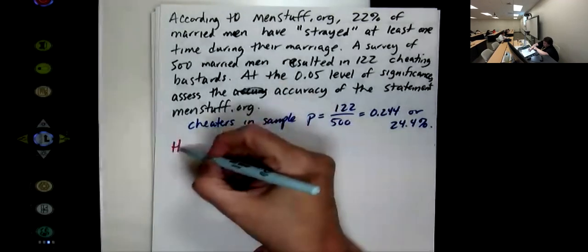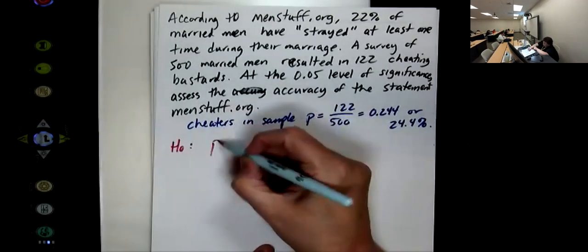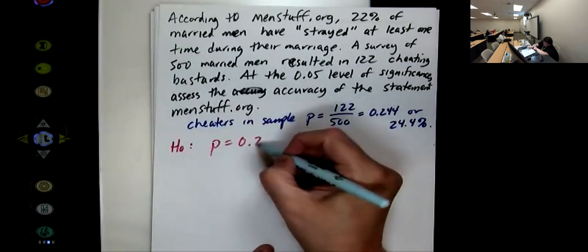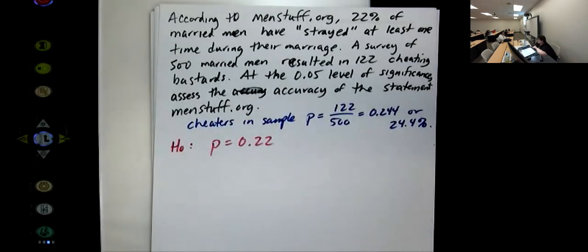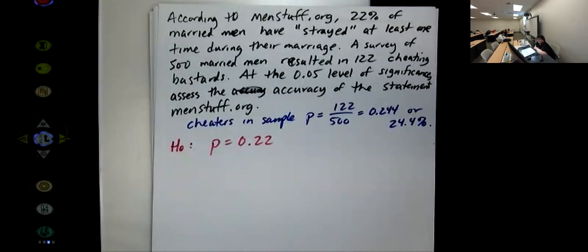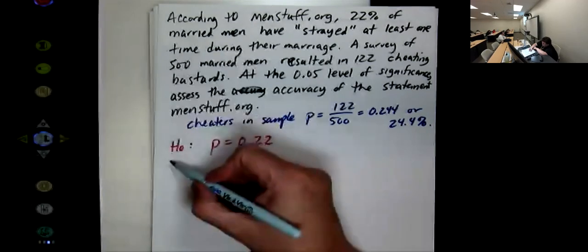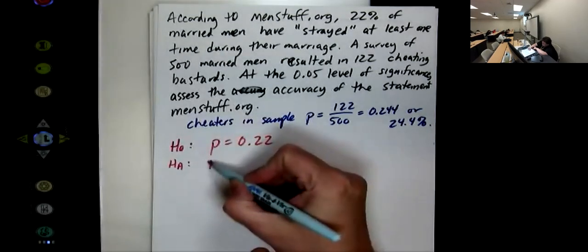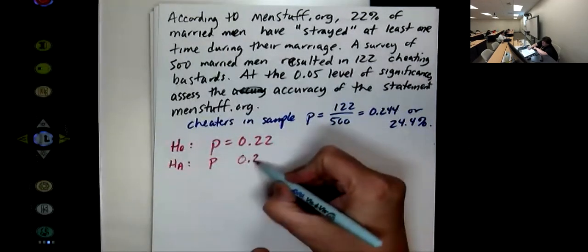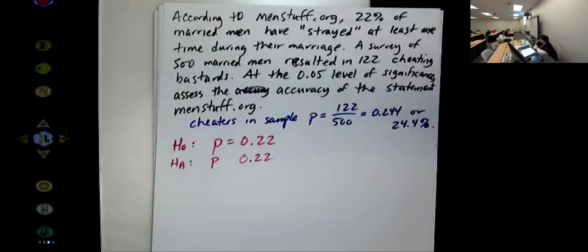They are saying that the proportion is 22%. And as a decimal, that's 0.22. Now I know HA has got to have a P and it has to have the 0.22 because that stays the same. I need to figure out what symbol to put in here.